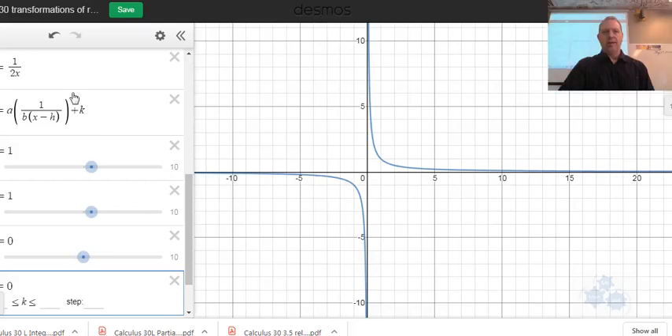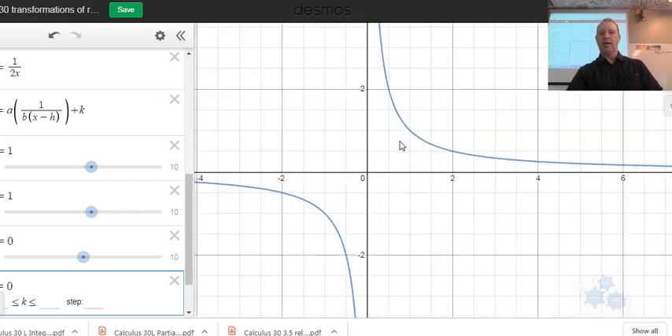All right, so pre-calculus 30, we're talking about transformations of rational functions. I just want to show you real quick, on Desmos here, how the parameters change the look of the graph, how they stretch, how they move the graph, and so on. Right now I have y equals 1 over x, because a is 1, b is 1, h is 0, and k is 0. So really this is the same as 1 over x.